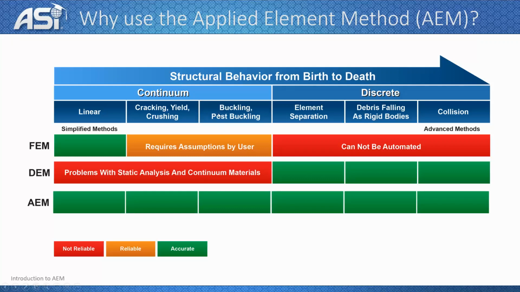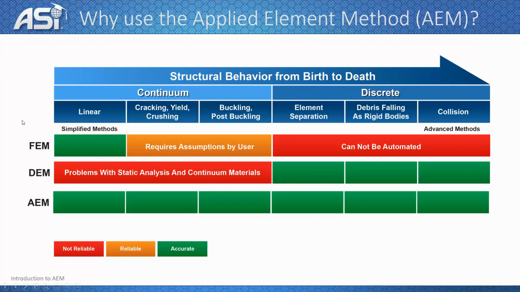So there are two behaviors for the material. The first behavior is a quantum behavior, where the material in the beginning works in the linear elastic stage. Then it goes to cracking, yielding, and crushing, and also buckling and post buckling. Then the material goes to the discrete behavior, where elements start to separate from each other, leading to debris falling as rigid bodies, and then collision between those elements and then collision with the ground.